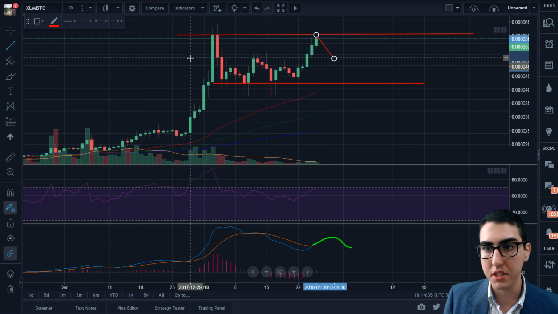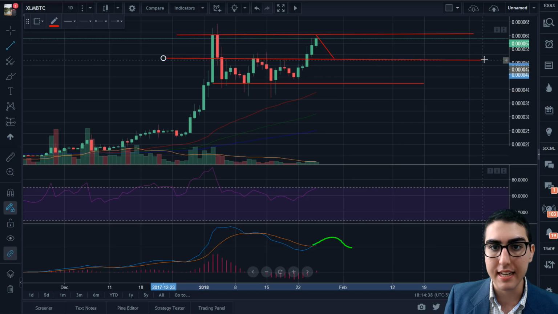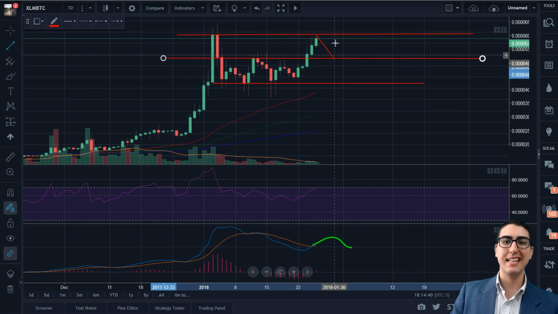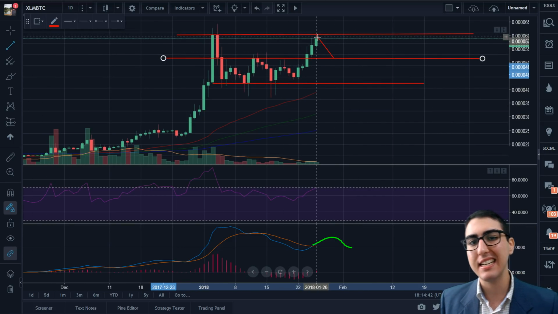possibly to these previous support levels here. And then that right there is going to initiate and complete that cup and handle, because that's really where the handle will form. We might see it extend quite a bit.